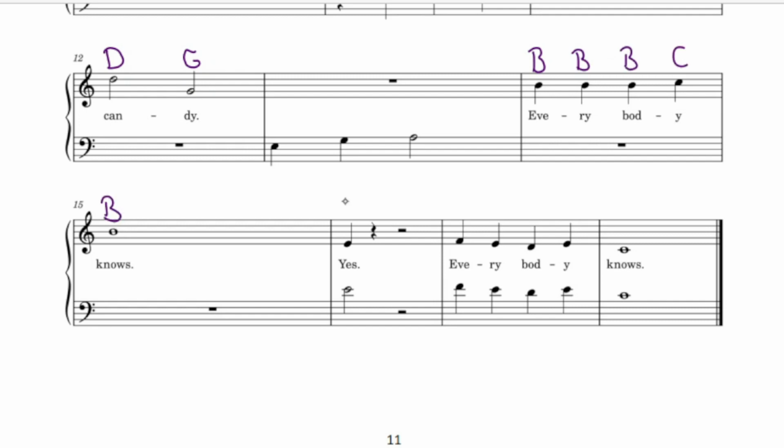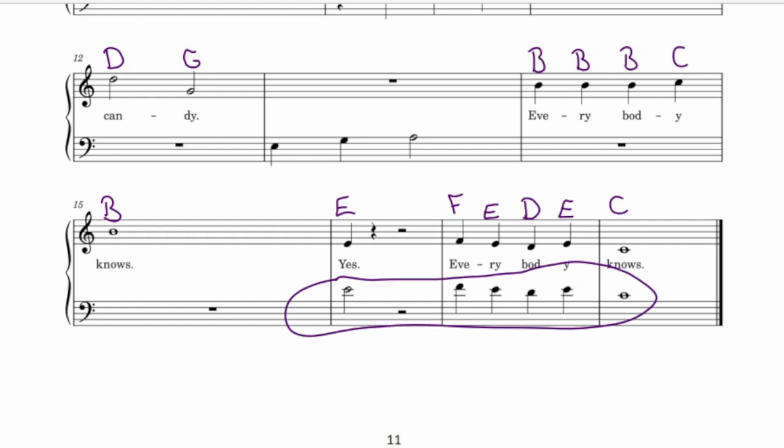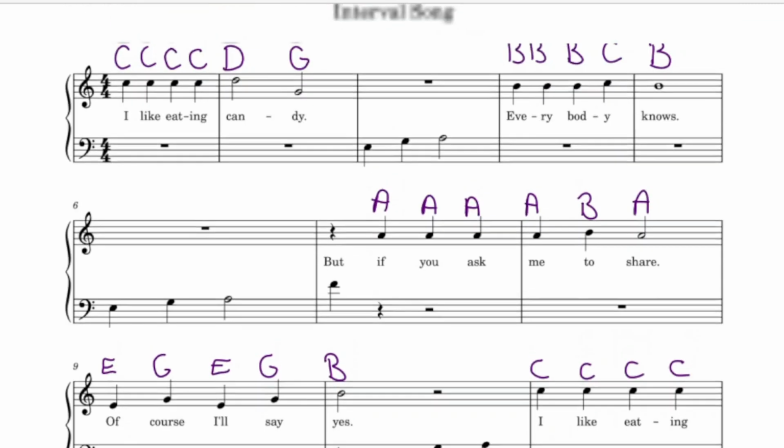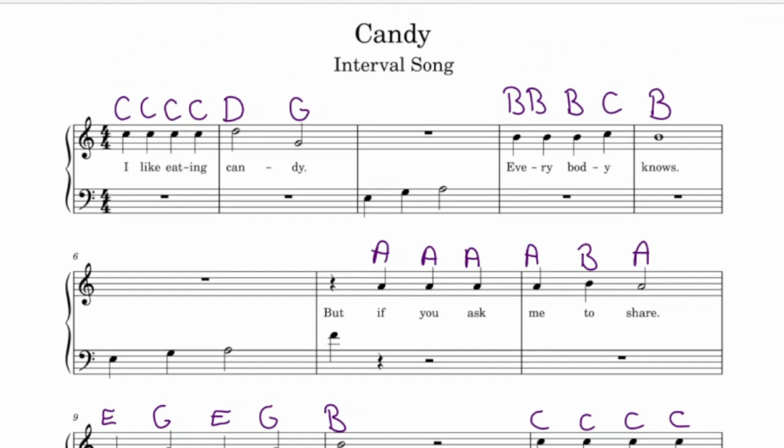Can you find any other spots that repeat? E, F, E, D, E, C. And very soon we'll take a look at these nice new ledger line notes. Let's go back to the top and write in our left hand note names.